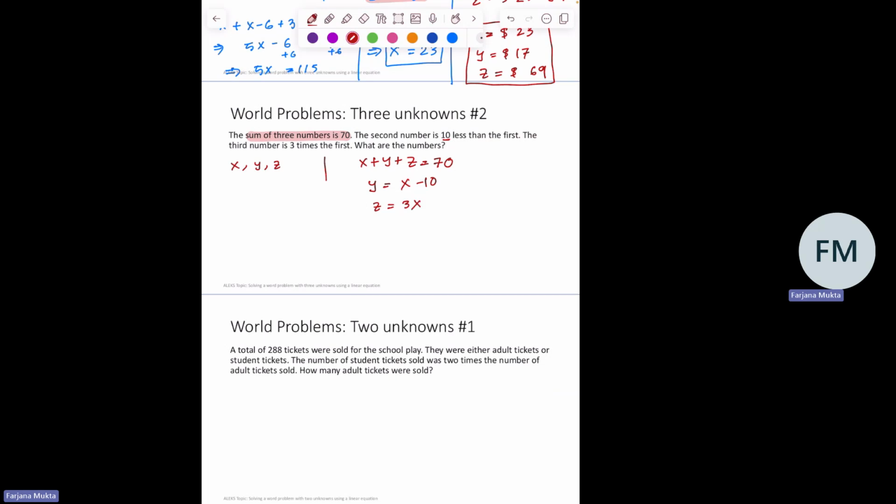So again, we will substitute y and z in the first equation and solve it. So x plus x minus 10 plus 3x equals 70. So we get 5x minus 10 equals 70. Now we'll add 10 on both sides. So we'll have 5x equals 80. Let's divide both sides by 5.